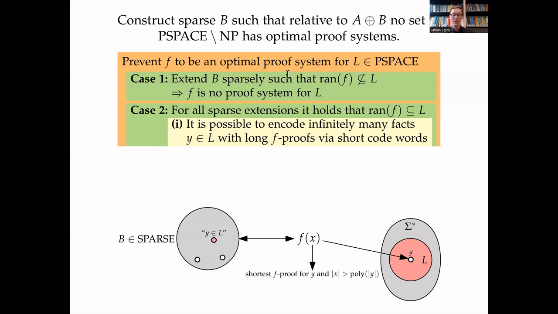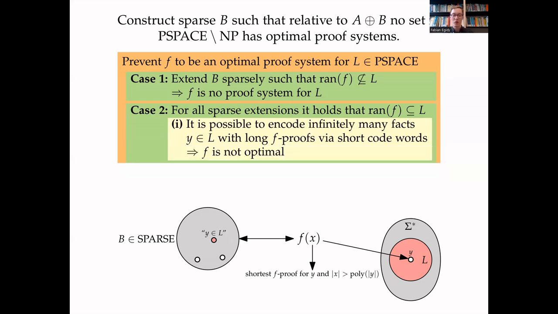And this achieves that F is not optimal for L, because infinitely often the gap between the length of an encoded word for some fact from L and the shortest F proof for the same element is super polynomial. And we can easily define a proof system that uses the oracle to have short proofs for those infinitely often encoded words. And such a proof system can then not be simulated by F.